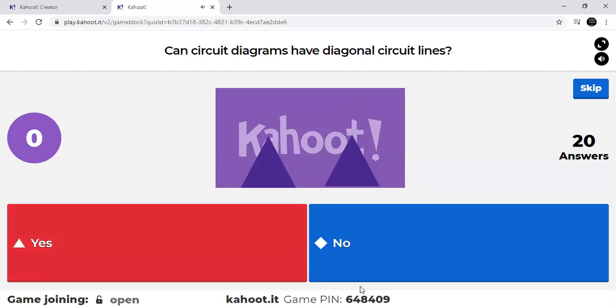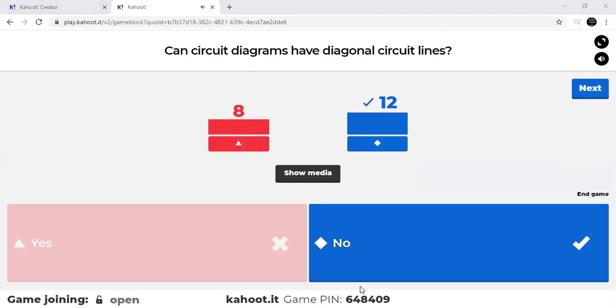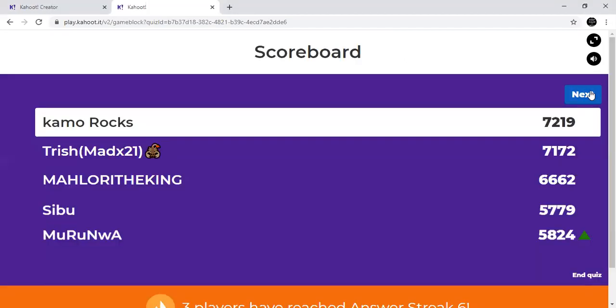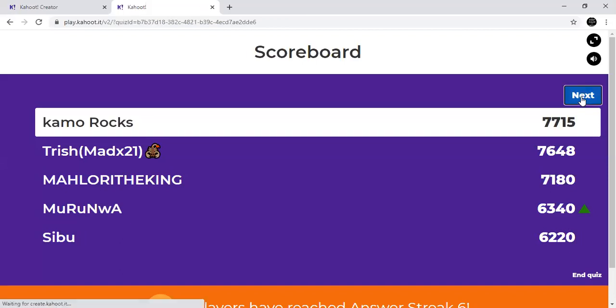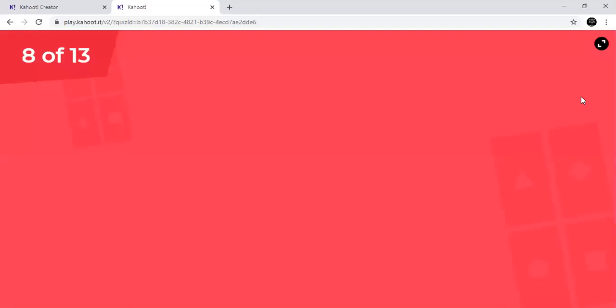No, it cannot. Okay, quickly, George, it is 6484409. It is appearing on screen right there at the bottom. Thank you guys for assisting there. Guys, remember we said we are using straight lines. So in a circuit diagram, we are using straight lines, no diagonals. Okay, Kamo, Trish, Mashori, Morongwa, Sibu. All right, welcome, Morongwa. We see you. Next question.